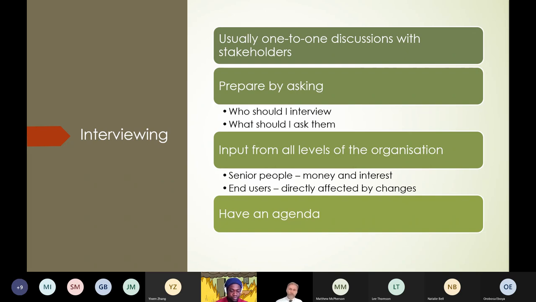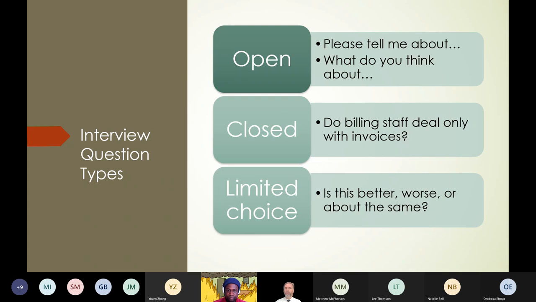Once you're in there, you'll start asking them questions, and you should think about the types of questions that you ask and the types of response that they will garner. So there are different types of question. Open questions are prompts for them to speak about anything they want to. Please tell me about X. What do you think about Y? There's no set range for that. It's just tell me about it just now.